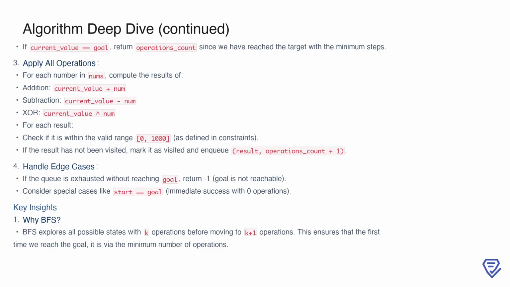It's also important to handle edge cases, such as when the start value is already equal to the goal. In this scenario, no operations are needed, and we can directly return 0. The use of BFS ensures that we always find the optimal solution, as it processes all possible states with k operations before moving to k+1 operations.